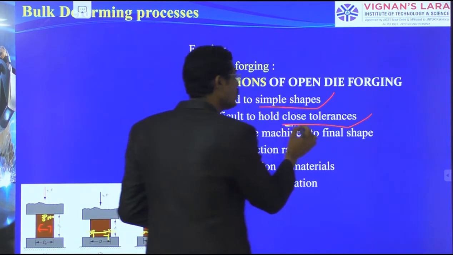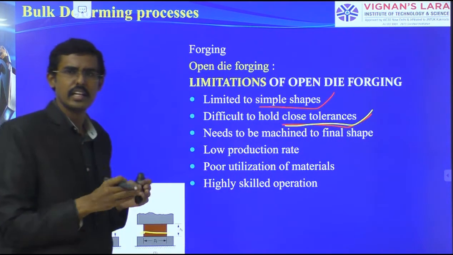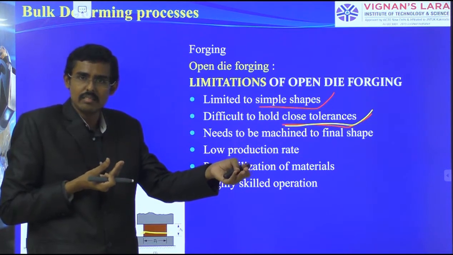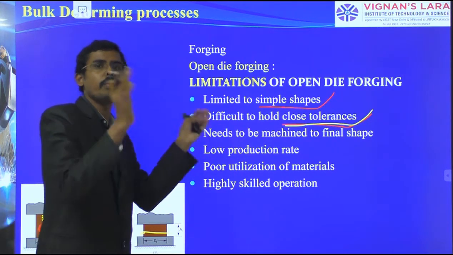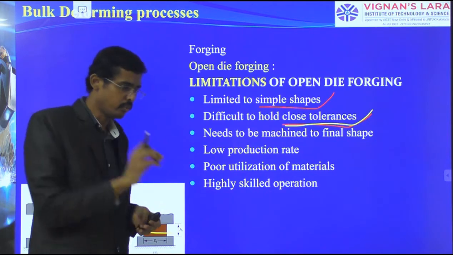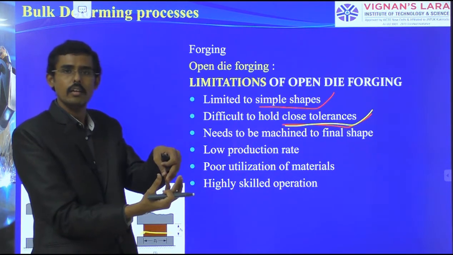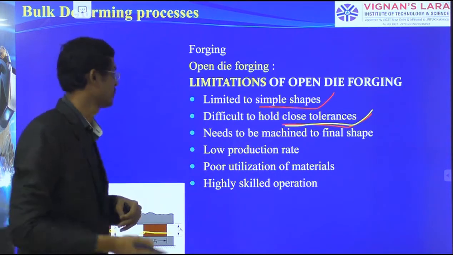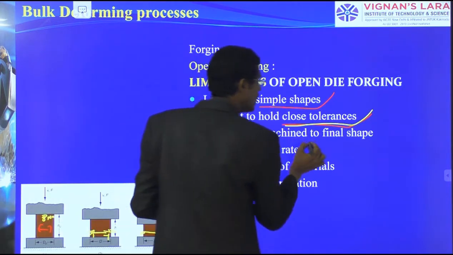So we do not get close tolerance. Instead of 10 mm, we are getting 11 mm, because there are no restrictions. It is open, free to move anywhere. Like water flowing in a tunnel is restricted there, but when water flows on the floor, it goes everywhere. It is free to move. In such cases, it needs to be machined to the final shape.